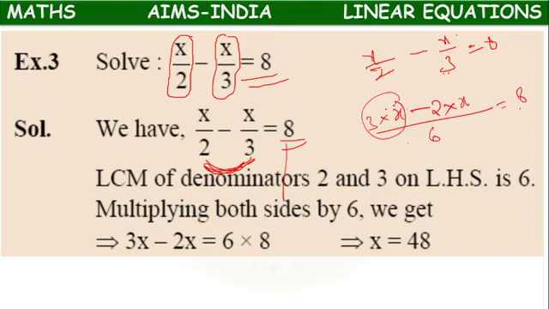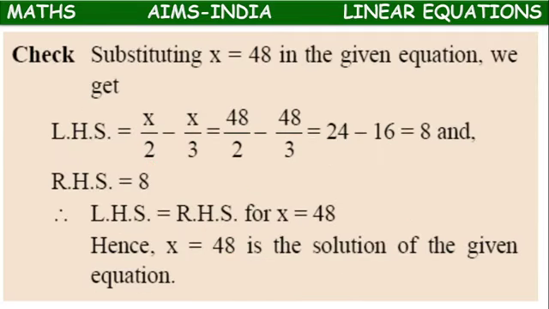So we can write 3x minus 2x. This 6 will go that side: 6 into 8. 3x minus 2x equals x. 6 eights are 48. We got x equal to 48. So how to cross check it?